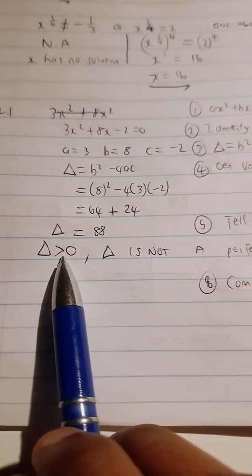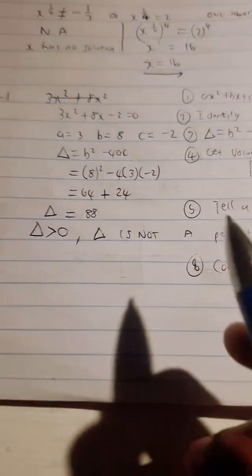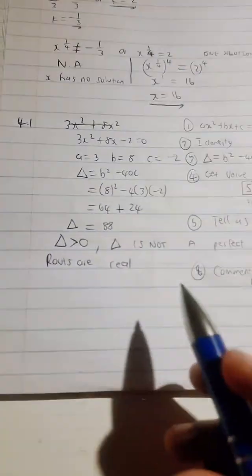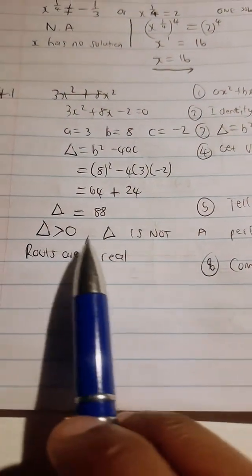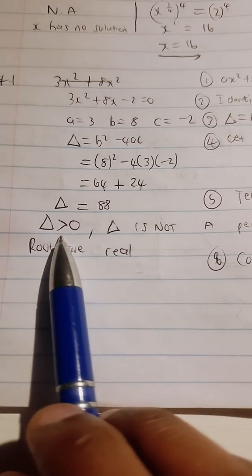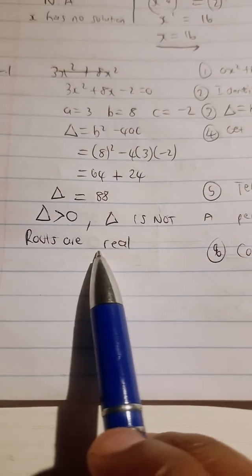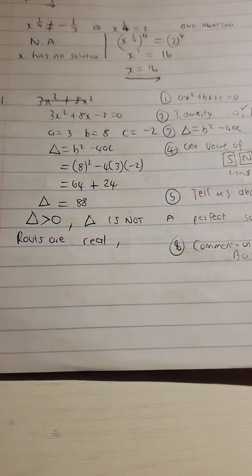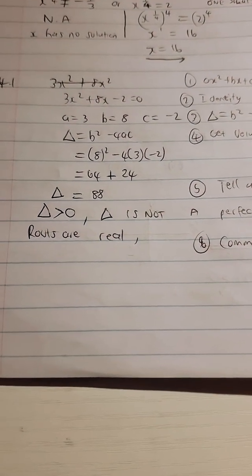Comment number 5. Delta is greater than 0, and delta is not a perfect square. That means the roots are real. Why are we saying the roots are real? Anything that is greater than or equal to 0 speaks to the roots being real. Second, are the roots equal or unequal?